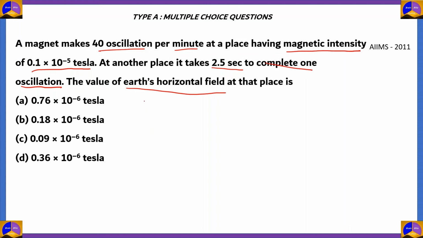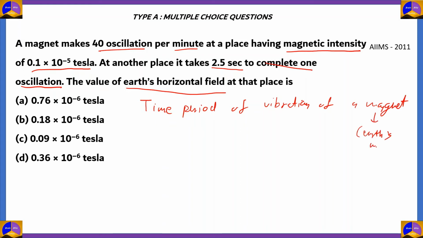So in this question, what we do is we use the formula for time period of vibration of a magnet. And let's suppose that this magnet is placed in the Earth's magnetic field, because vibration occurs in a magnetic field. Let's suppose that it's in the Earth's magnetic field.